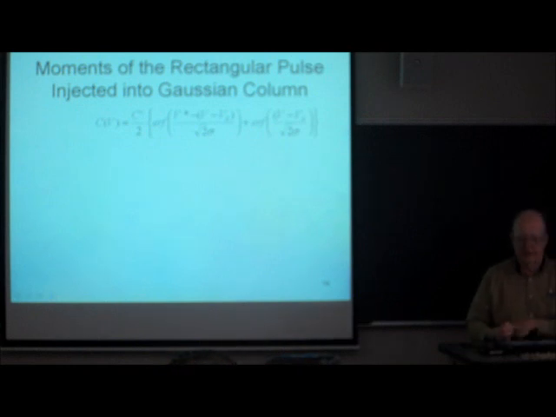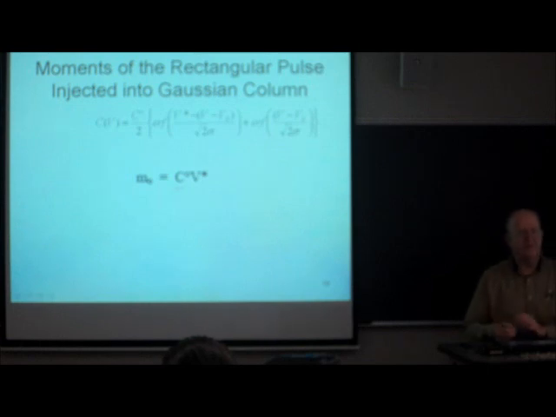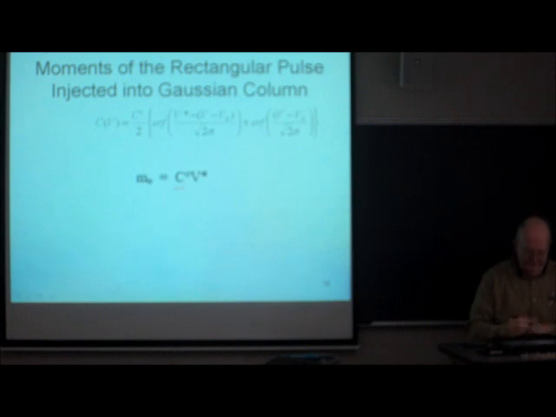So we're going to determine the first moment of this peak. Oh, sorry. We're going to start with the 0th moment, which is the area. And the area, it's a rectangular pulse input. The height of the pulse is C0. The width of the pulse is V star. The area, obviously, is C0 times V star.